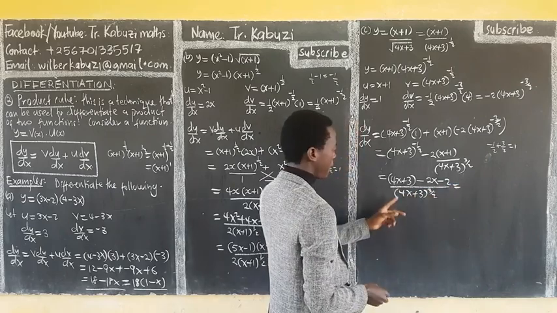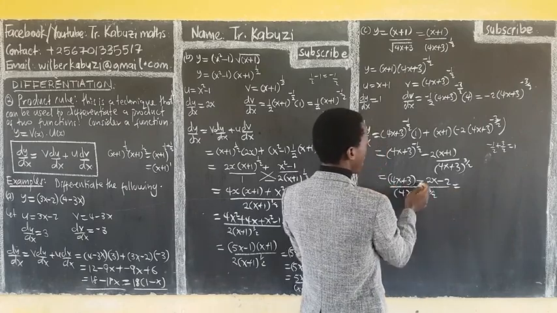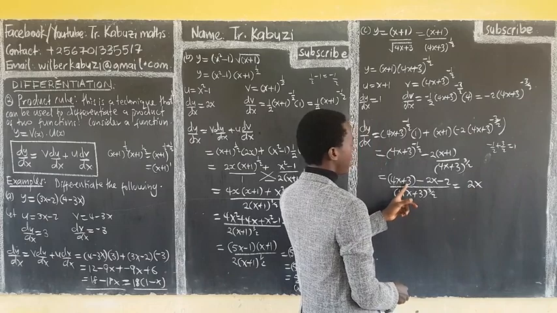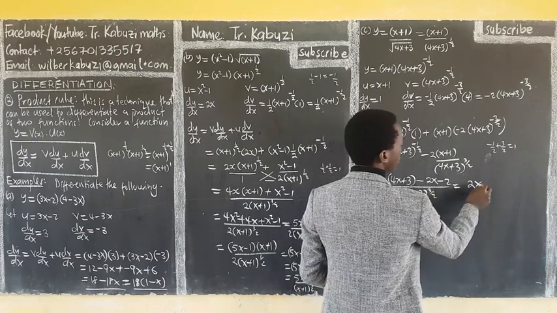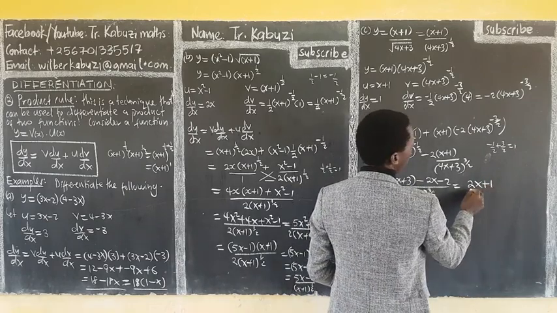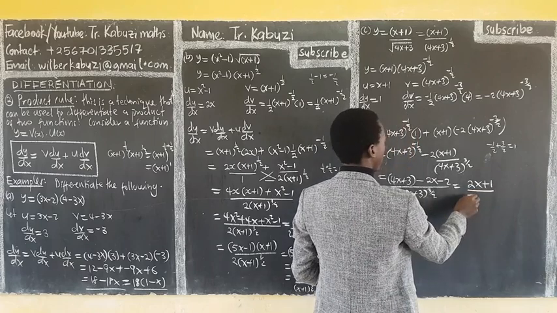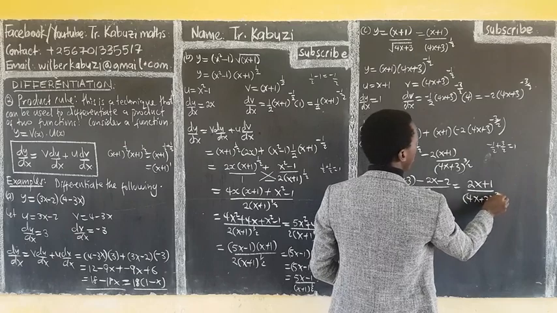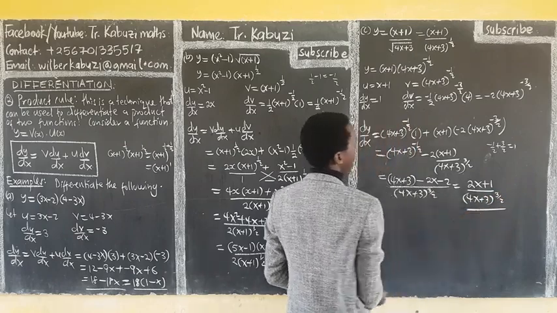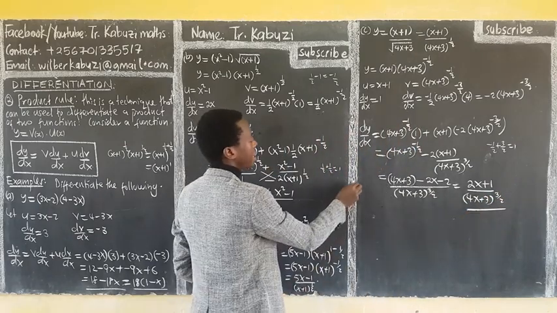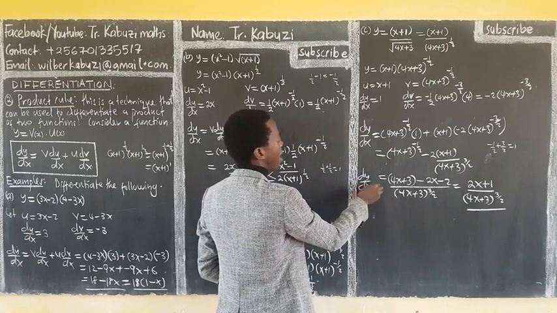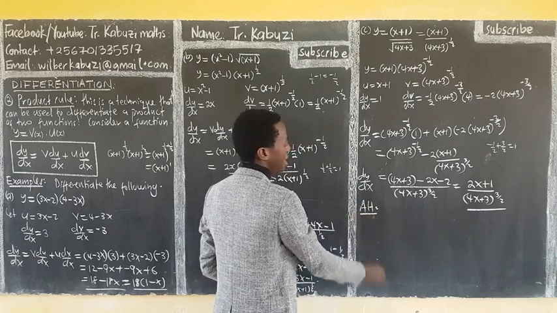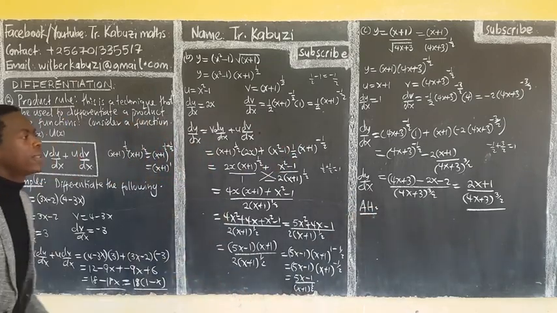And this simplifies: 4x minus 2x, you get 2x, then 3 minus 2, you get plus 1, all over (4x + 3) to the power 3 over 2. Simplify that, so that's how we are going to get our dy/dx. But there is a simple technique that I'm going to take you through immediately here. So that's how we use the formula.